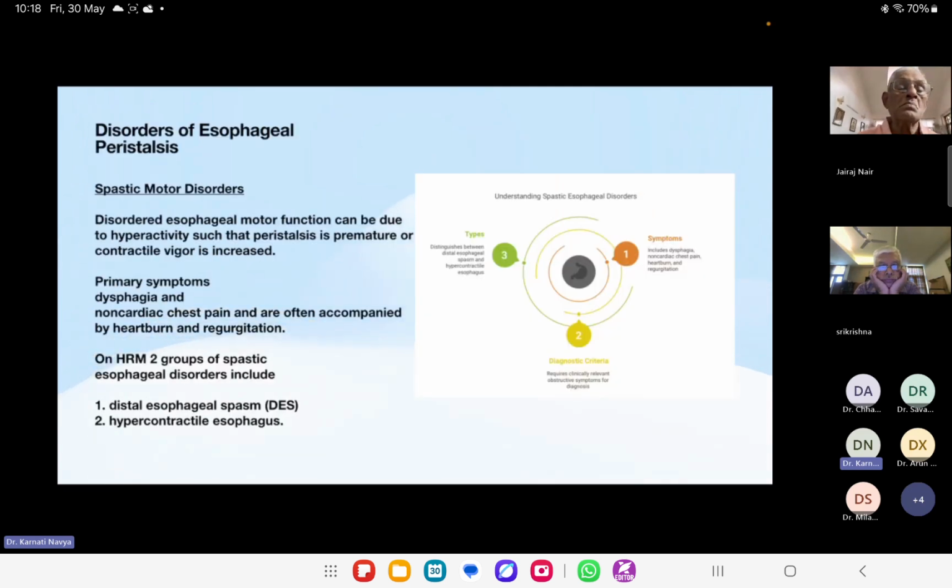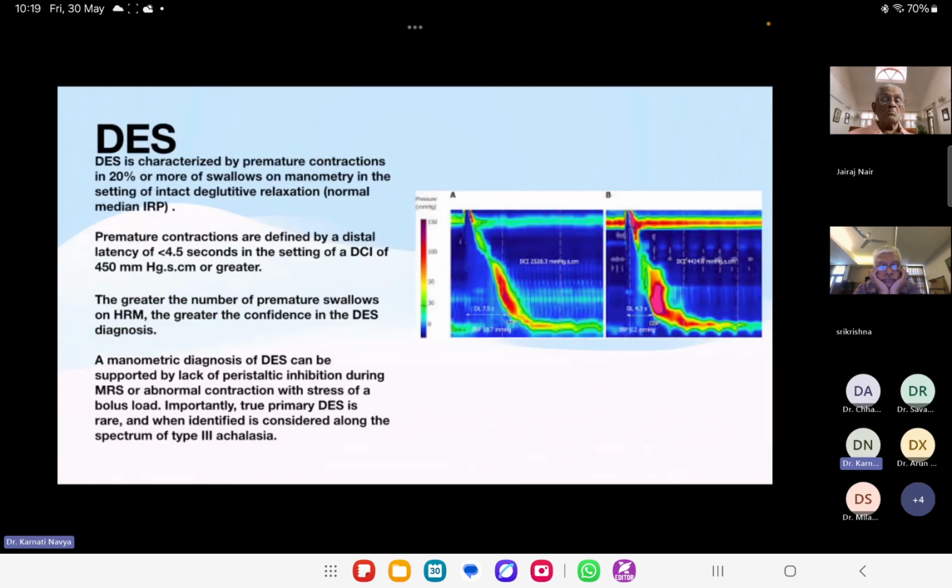Other disorders of esophageal peristalsis are spastic motor disorders. This disordered esophageal motor function can be due to hyperactivity, such that peristalsis is premature or contractile vigor is increased. The primary symptoms are dysphagia and non-cardiac chest pain, often accompanied by heartburn and regurgitation. On HRM, two groups of spastic esophageal disorders are present: one is distal esophageal spasm, and one is hypercontractile esophagus.